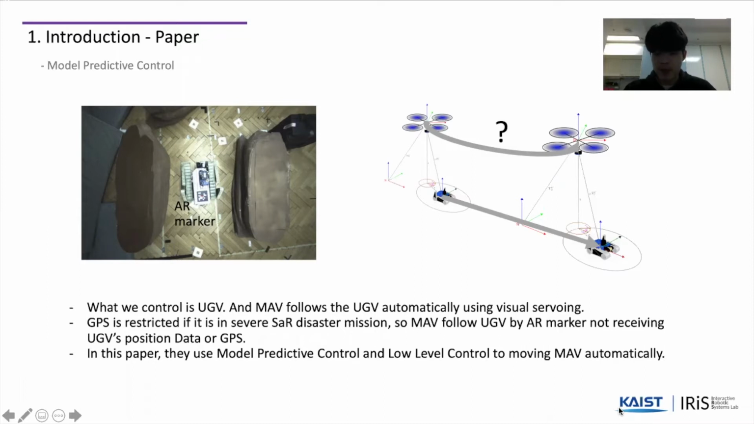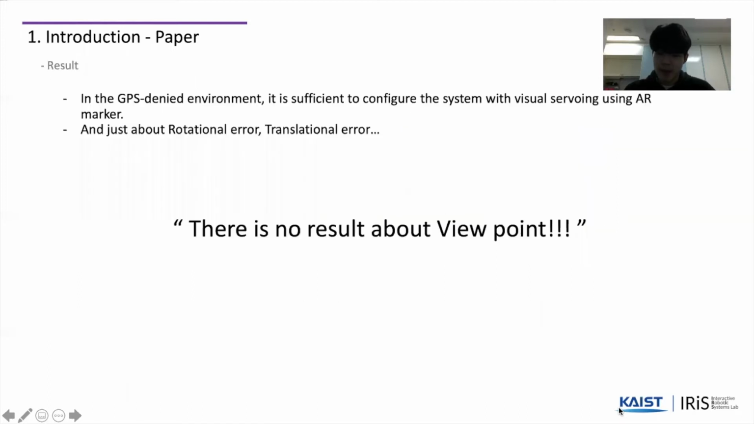GPS is restricted in severe SAR missions, so the MAV follows the UGV by AR marker, not receiving the UGV's position data or GPS data. In this paper, they use model predictive control and roll-over control to move the MAV automatically. I will talk about the detailed control scheme later. This paper says that in a GPS-denied environment, it is sufficient to configure the system with visual servoing using an AR marker, and it reports just rotational error, translational error, and so on. But there is no result about viewpoint.